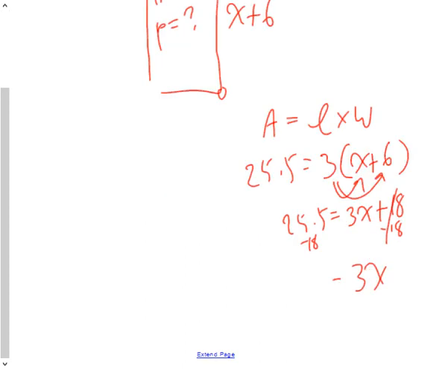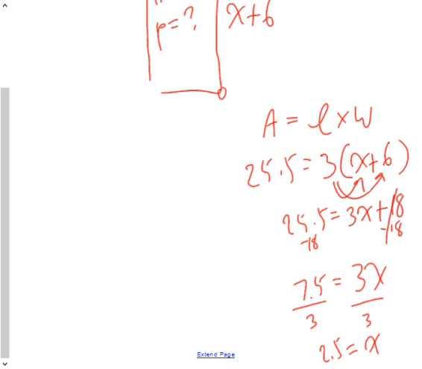This will equal 7.5, because a positive 25.5 take away 18 is 7.5. Then I'm going to divide both sides by 3, and x will equal 2.5. Okay, now that's not done. We're not done at all. We just solved for x, which is important.